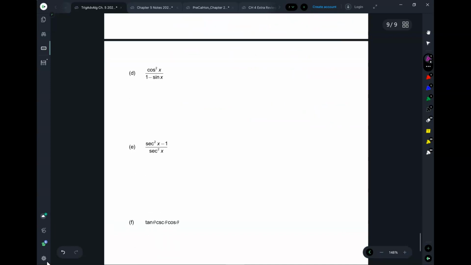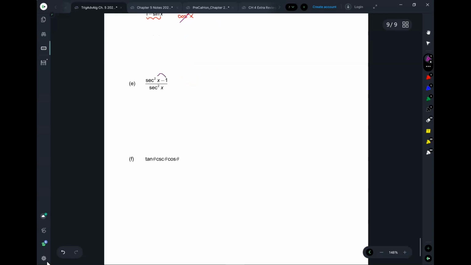Okay, next. In this one, I actually have a typo. This should be 1 minus sine squared x on the bottom. So I have cosine squared x on top. This from the box is cosine squared x. And together, that makes a 1 because they cancel.